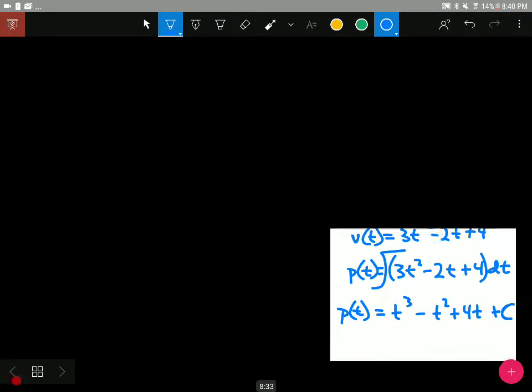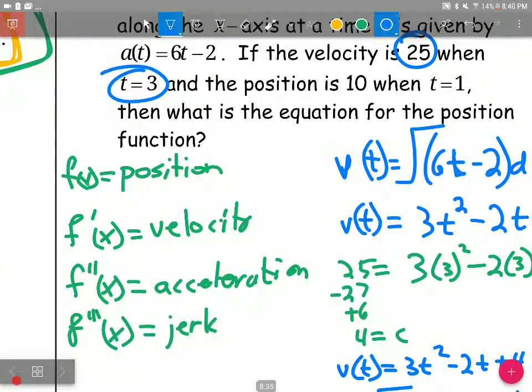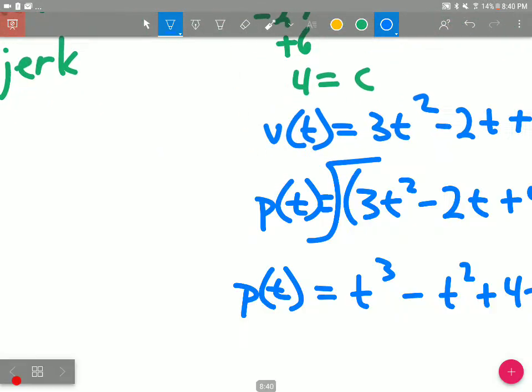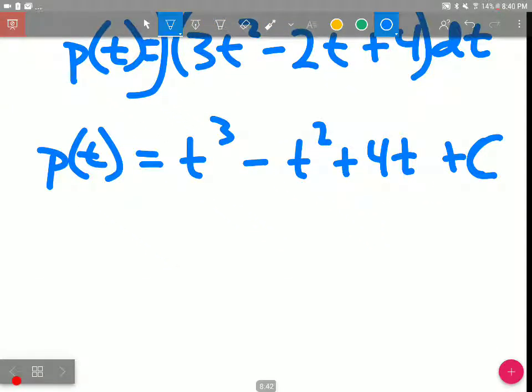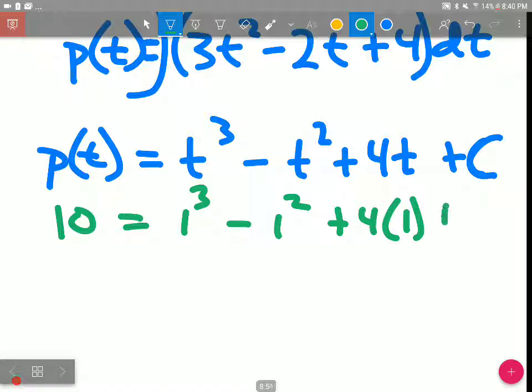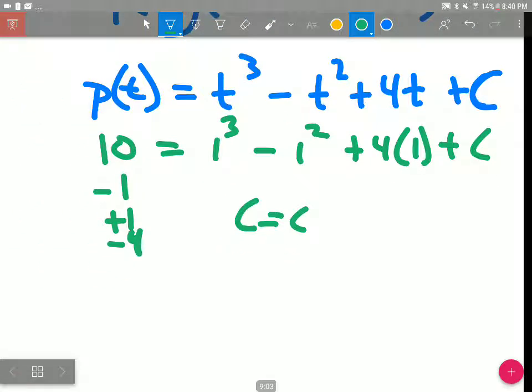So let's go back and find that point. Position is 10 when t is 1. So at time 1, position is 10. So 10 equals 1 to the third minus 1 squared plus 4 times 1 plus c. So I'm going to subtract 1, add 1, subtract 4. So that's 10 minus 5 is 5 plus 1 is 6. So c equals 6.